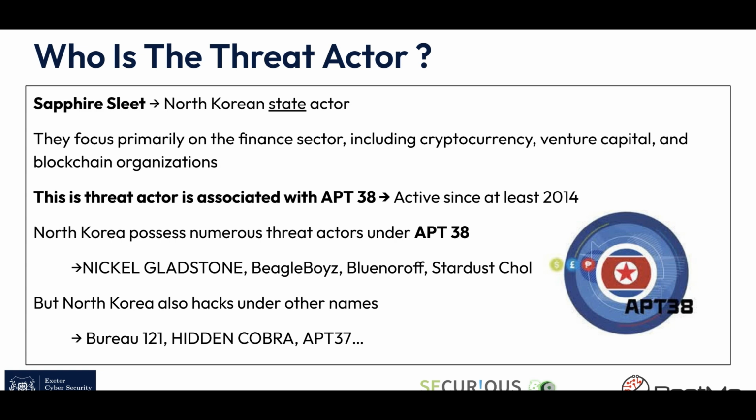They are also known by other names: Nickel Gladstone, Beagle's Boys, Blue North, Standard Scroll, I don't know how you pronounce it, but they have a lot of names, and that's also a reason why we cannot say that it's Sapphire Sleet for sure. But we know it's mostly going to be APT38 due to their motives and the way they code. There are patterns in the way APTs code, and this is a way that we identify them as well. They also have other names, like Bureau 121 that you might have heard of, Hidden Cobra, and APT37. I mean, there are a lot of threat actors, yes.